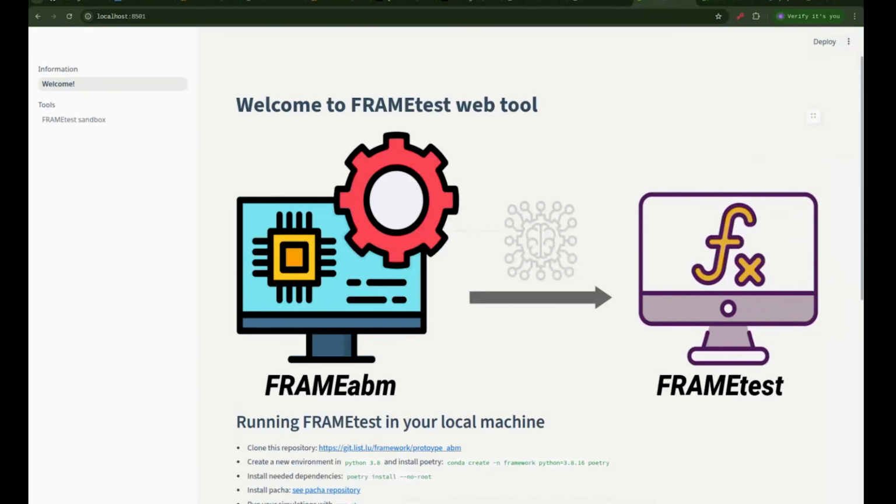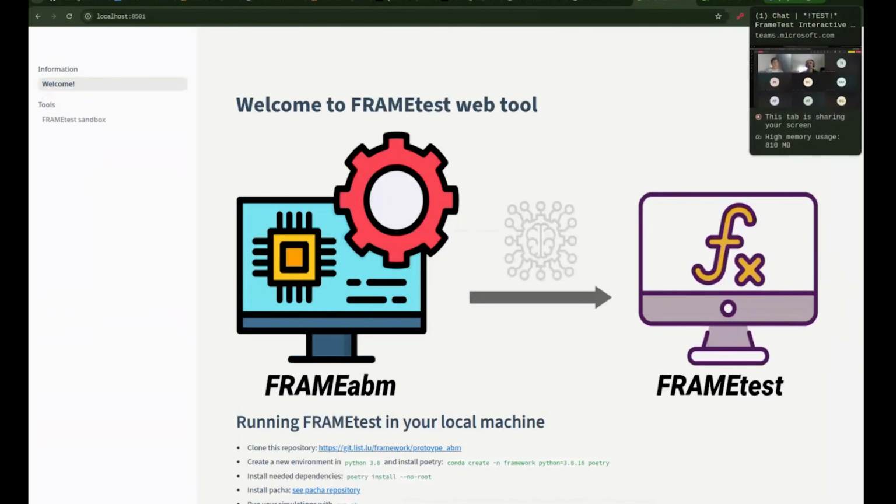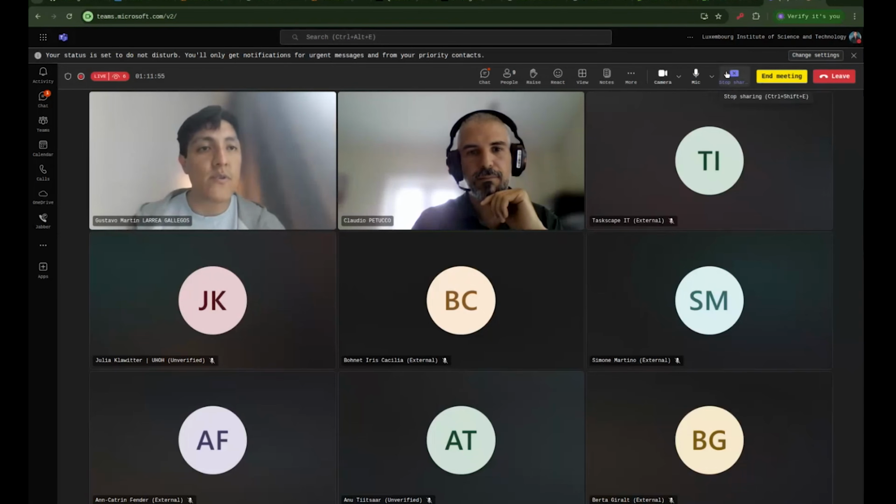So this is FrameTest. It's a web tool. We are planning on serving it in our servers, but we're also going to provide it as a package. But I'm going to explain that later. So if you let me, I'm going to stop sharing. Okay, I will resume.